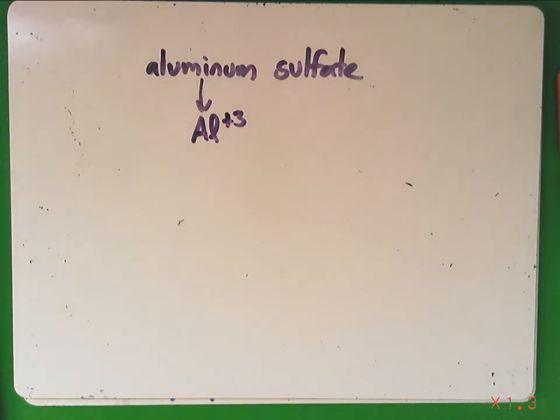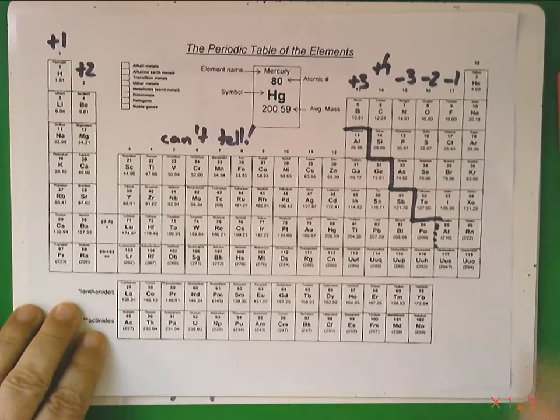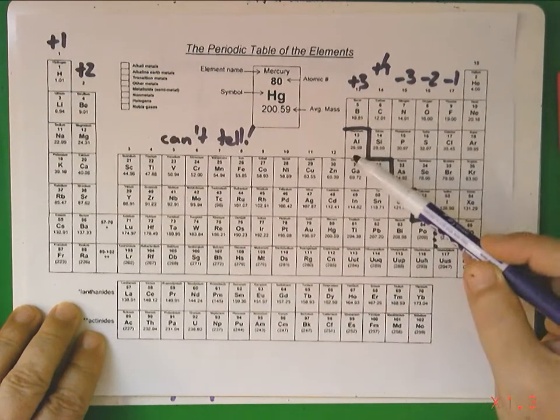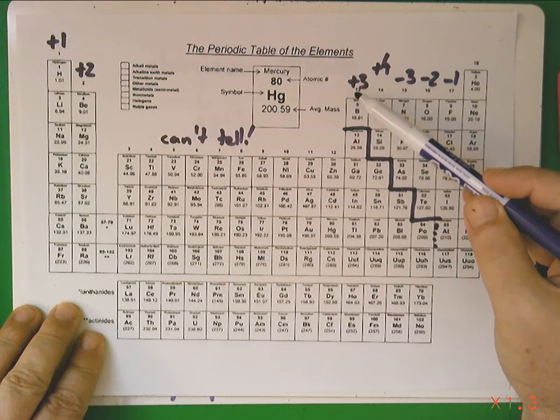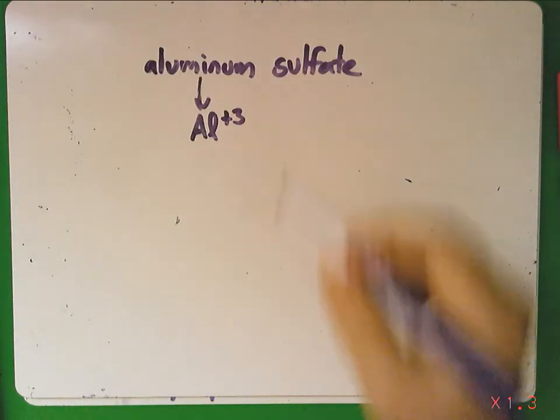How did I know that it was +3? I need a periodic table, and I need to look at the charges on the most common ions in the column. So if I look where aluminum is, it's in the +3 column. Everything in this column will form +3 ions.